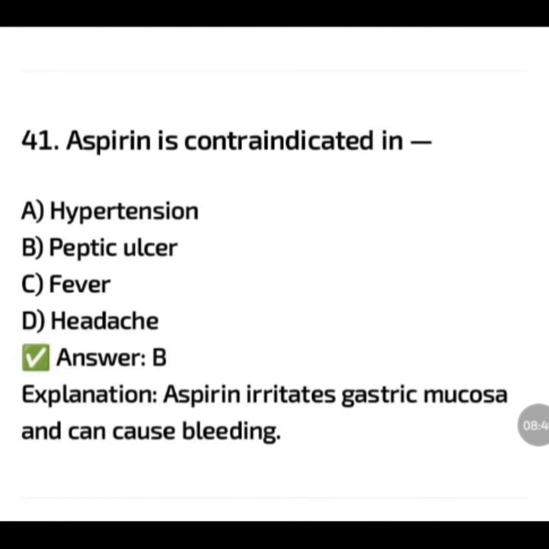Aspirin is contraindicated in hypertension, peptic ulcer, fever, headache. The correct answer is option B, peptic ulcer. Aspirin irritates gastric mucosa and can cause bleeding.